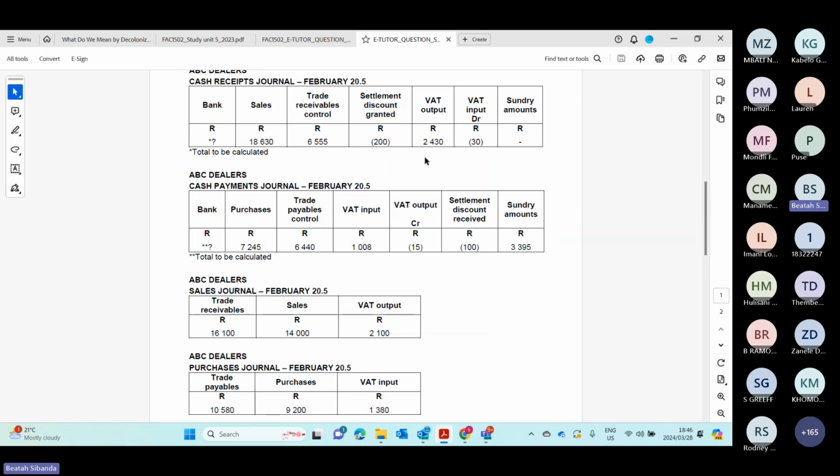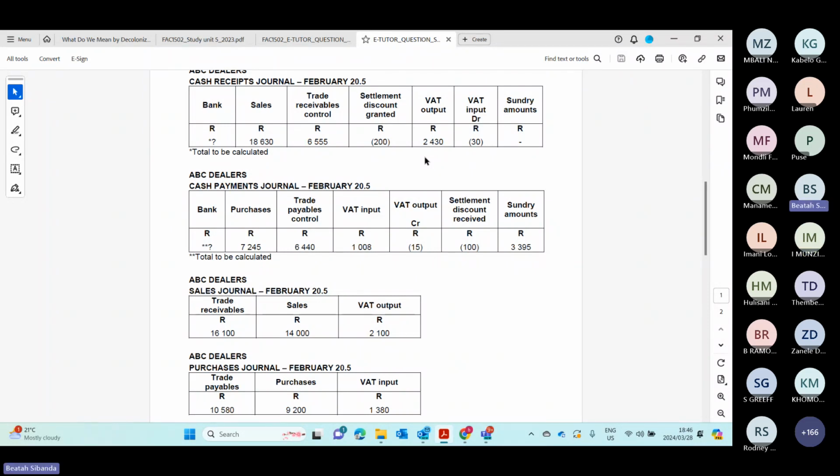So when we go to the purchases. Sorry, ma'am. Sorry to take you a little bit back. I didn't get how we calculate the VAT output?